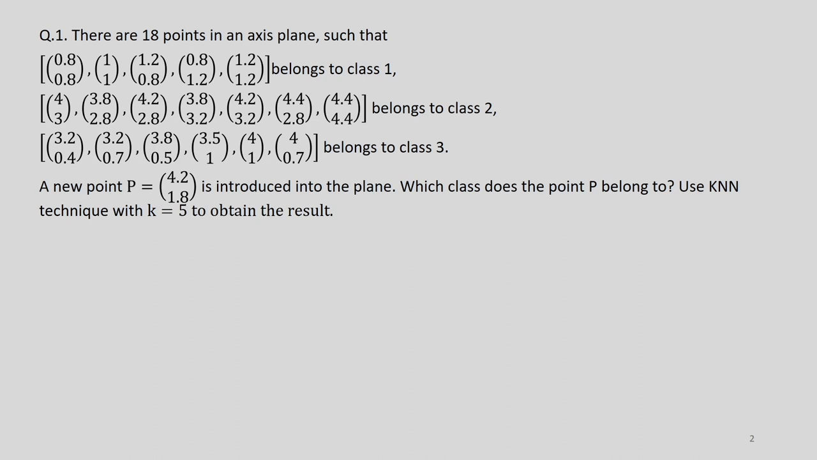So the first question is, there are 18 points in an axial plane such that this set of points belongs to class 1 and this set of points belongs to class 2, and also there is another set of points given by this which belongs to class 3. Now there is a new point P which is equal to 4.2 and 1.8, and it is introduced into this plane. Now we have to find out to which class this point P belongs to. Now we are going to use the KNN technique with K equal to 5. So how to solve this problem?